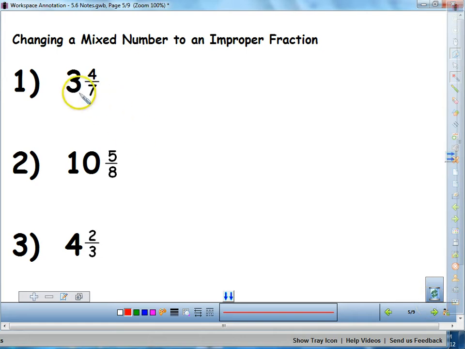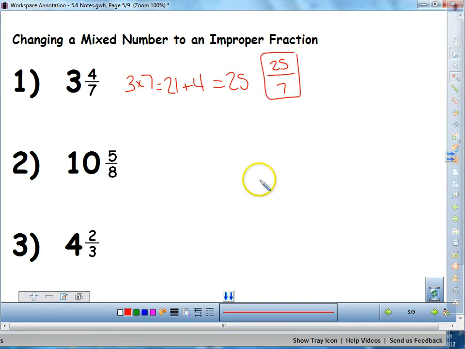So what was my first step in changing a mixed number to an improper fraction? Yep, I need to take the whole number times the bottom number. So I'm going to take 3 times 7, and I get 21. Then I need to take 21 and add it to the top number. So 21 plus 4 now equals 25. And the 25 is going to become my top number, and my denominator is going to stay the same. So 25 sevenths is what 3 and 4 sevenths is equal to.